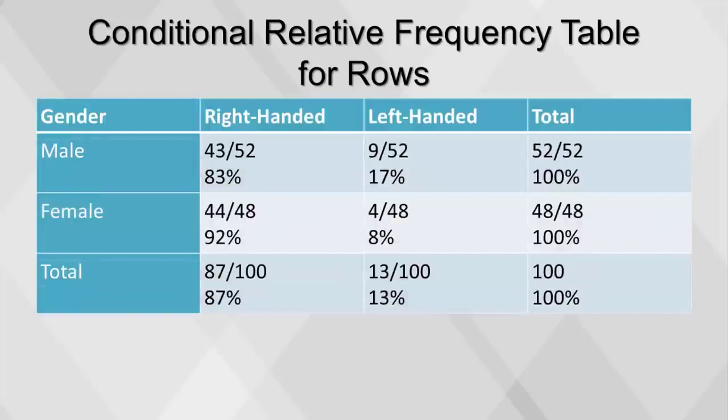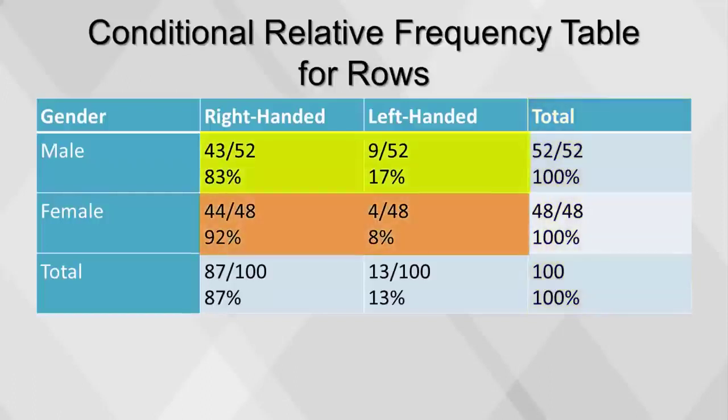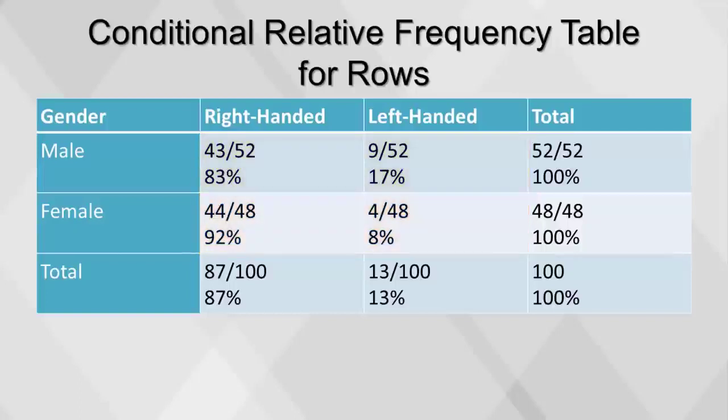The resulting table, called a row conditional frequency table, will have 100% values in each cell in the total column. The cells for each row will account for all of the people within the category male and female of the gender dimension. The table can be easily read. 83% of males are right-handed, and only 8% of females are left-handed.